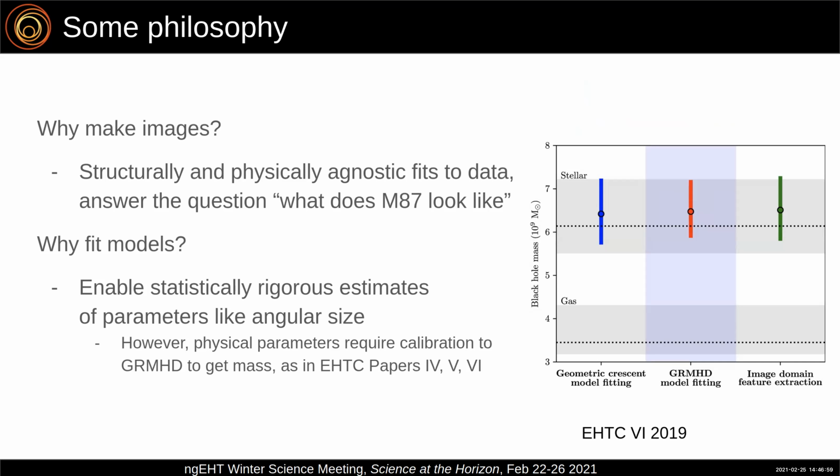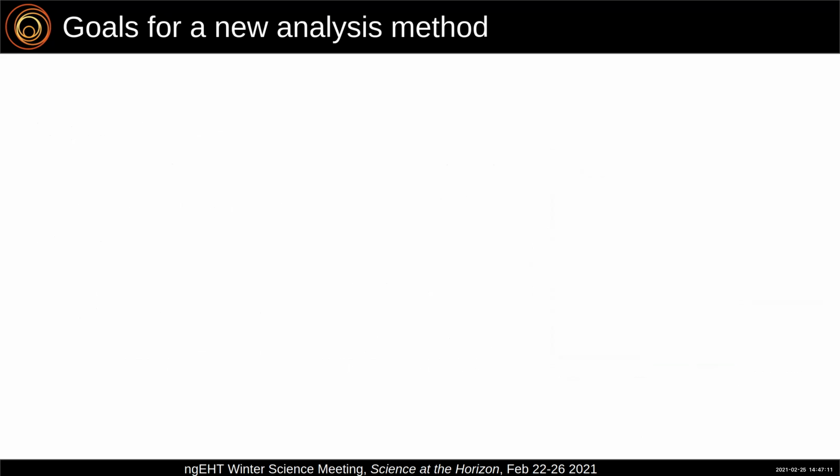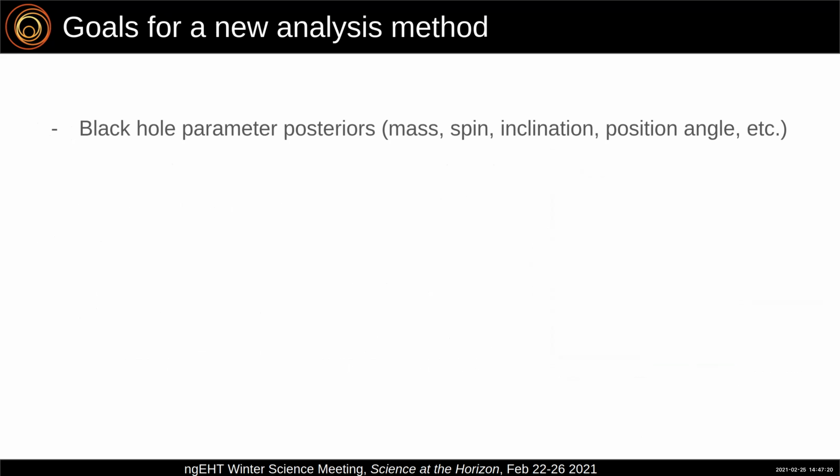But for many members of our community for whom the methodological limitations of the GRMHD and the ngEHT library are somewhat unsettling, this puts the mass estimate into question. And so in the new analysis method that I'm going to briefly outline for you today, we're going to keep a few goals in mind in light of this philosophical meditation. We'd like posteriors on black hole parameters like mass, spin, inclination, position angle, all of these things, while avoiding calibration to simulations.